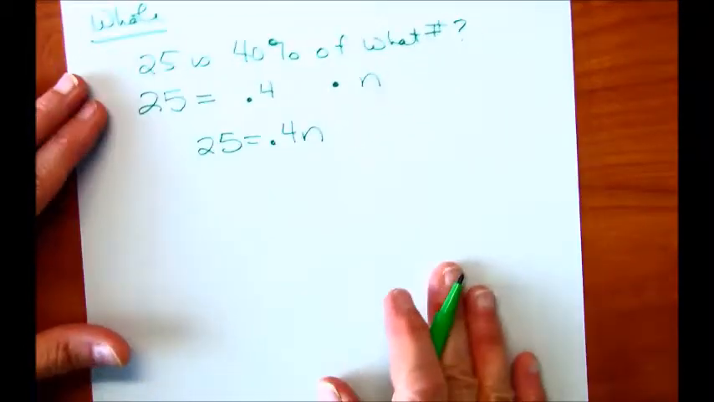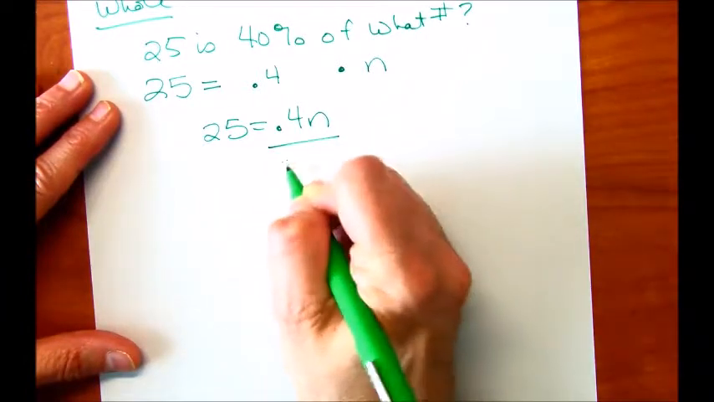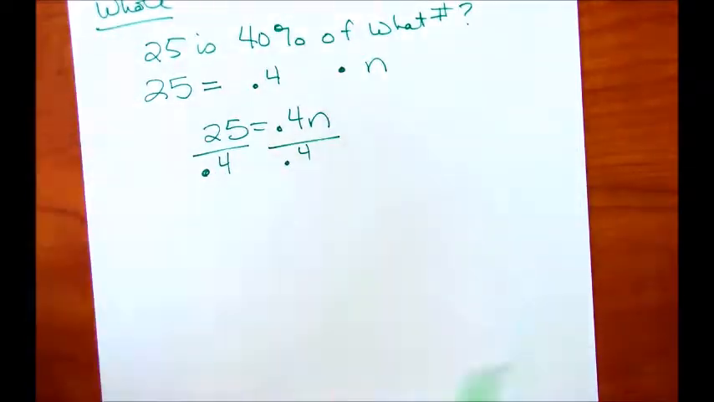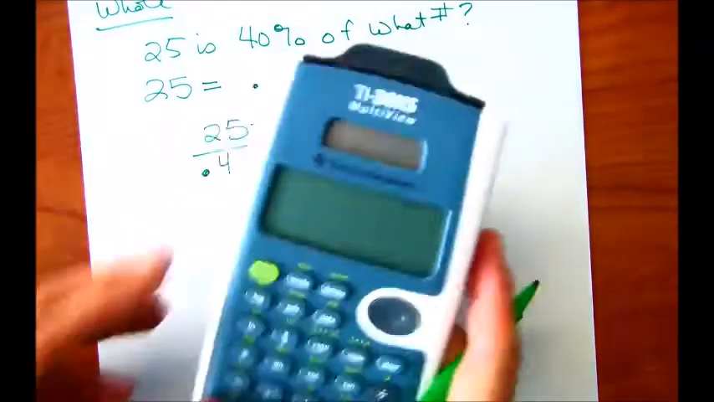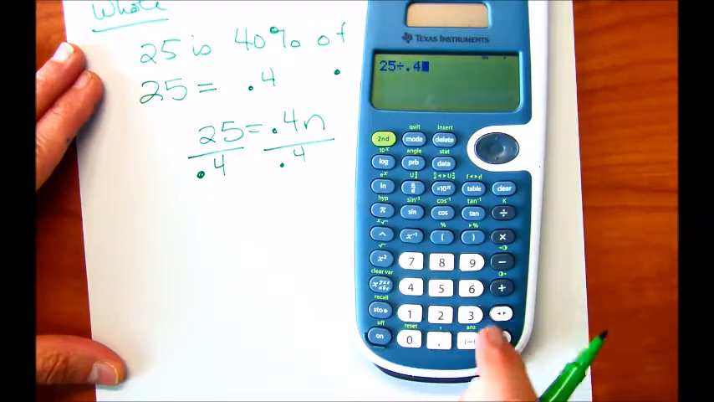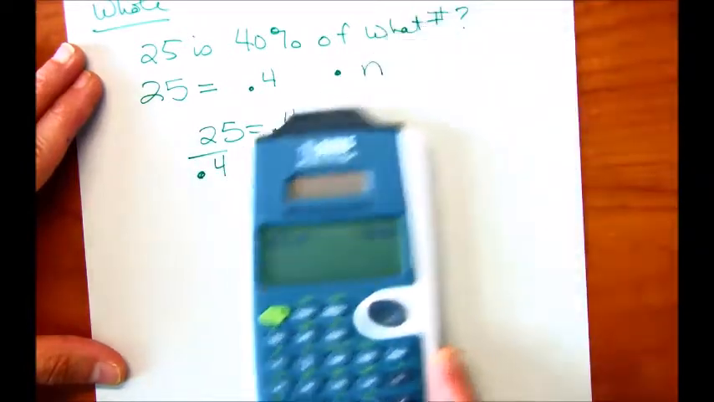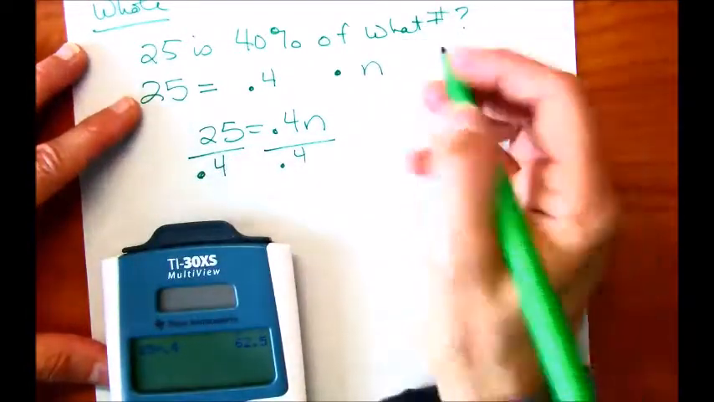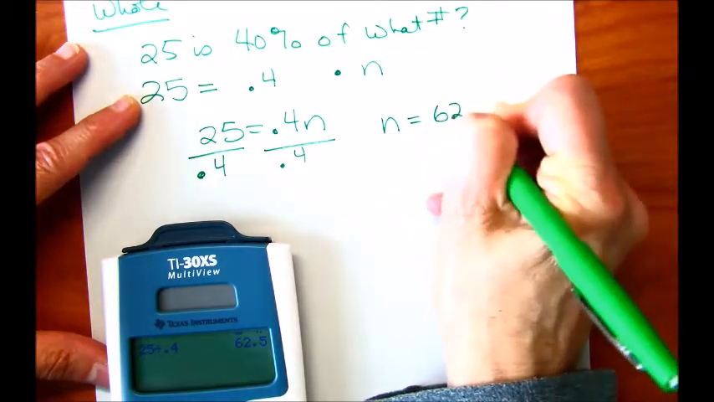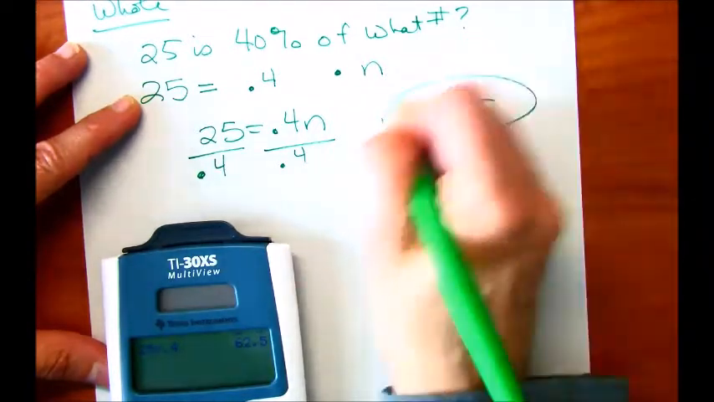Now, like before, we're going to isolate, so we're going to do the opposite of multiply. We're going to divide. So 25 divided by 4/10. Let's see what we get here. 25 divided by 4/10 is 62.5. So out of the total, 40% of 62.5 is going to be 25. So there you go.